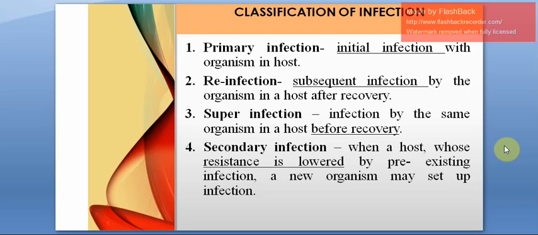Next one is secondary infection. Secondary infection means when the host, for example a man, has lowered immunity, because of that he may get infected with some other organism. So when a host whose resistance is lowered by a pre-existing infection has a new organism entering, that is referred to as secondary infection. Here infection is there already in the patient, but some other organism is also entering and resulting in infection.